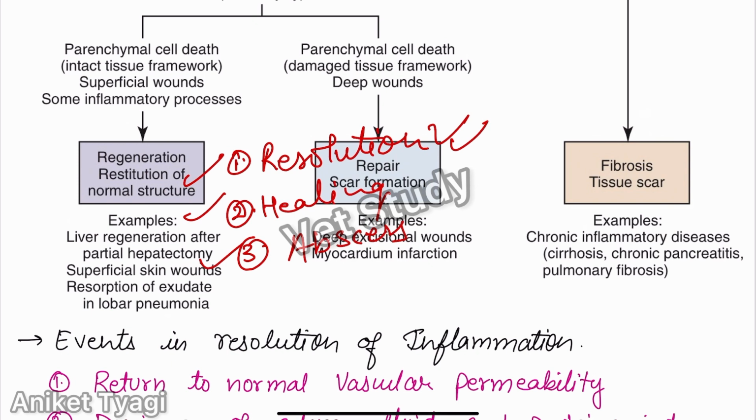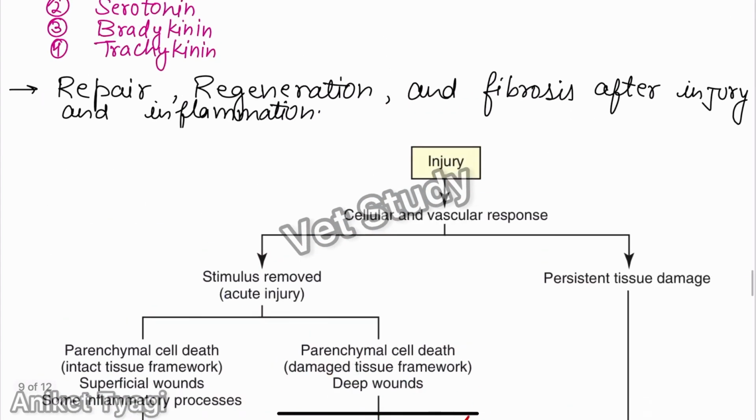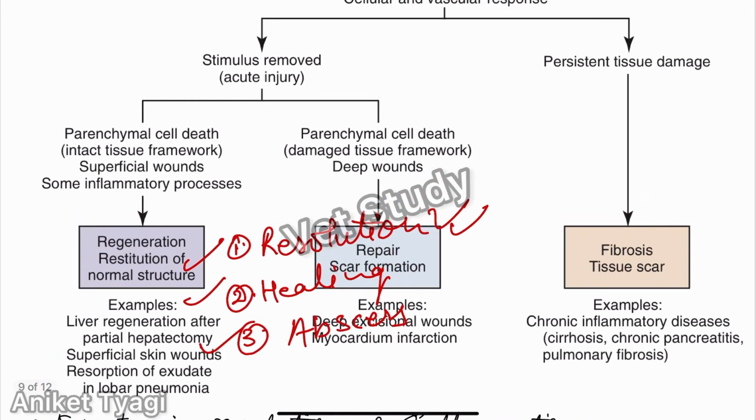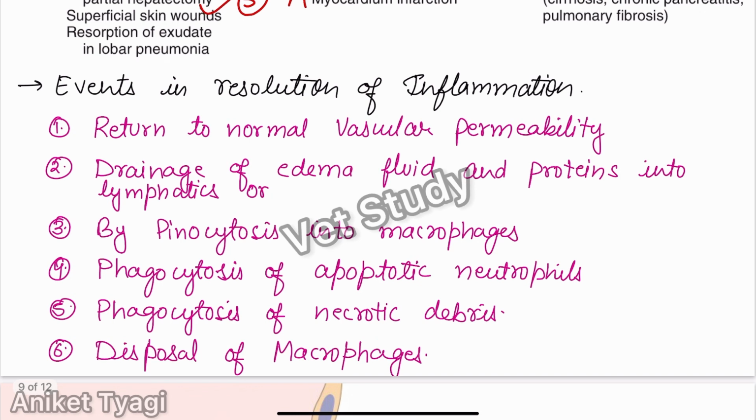The acute inflammatory response is completed in the correct sequence. Then macrophages and lymphocytes remove the exudate, the exudative part, and the inciting agent is also eliminated by phagocytosis. The stroma and the connective tissue of the affected portion of the tissue can then be used for regeneration of the epithelial cells. So the whole mechanism of resolution will occur by this, and there is a diagram. Events in the resolution of inflammation: return to normal vascular permeability, and drainage of edema fluid and protein into the lymphatics. Pinocytosis occurs.